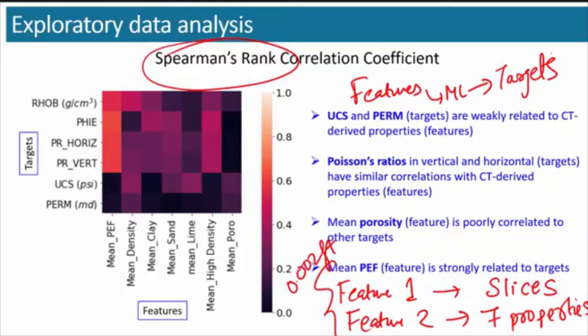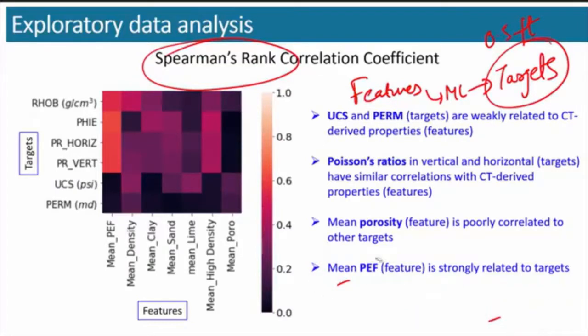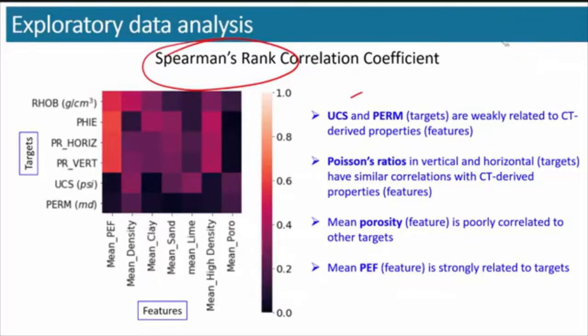In terms of target, this is the subsurface data. We want to predict what is the condition in the subsurface. In the targets, we have a poor resolution data, 0.5 feet. So we'll perform exploratory data analysis. There are a lot of different ways to perform exploratory data analysis. We are using Spearman rank correlation.